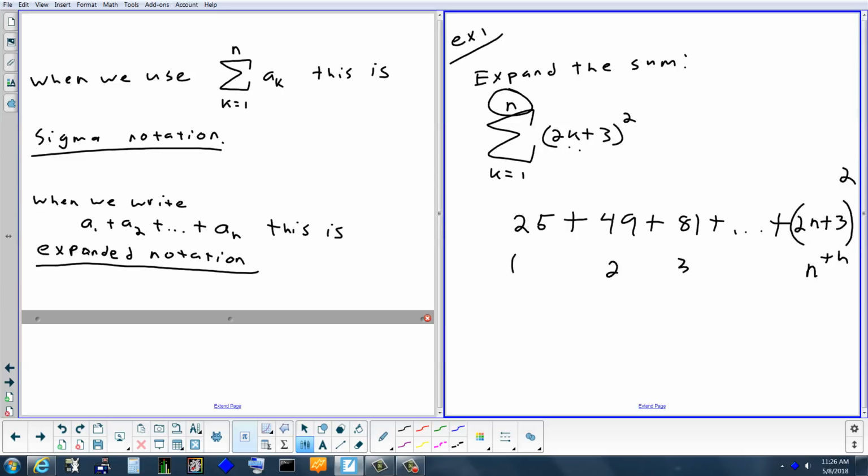Okay, but the point here is there is no dot, dot, dot after the 2n plus 3. It ends there. When you replace n with an infinity symbol on the top, then it goes on forever. Okay, we're not looking at that today. Okay. Any questions on expanding the sum?